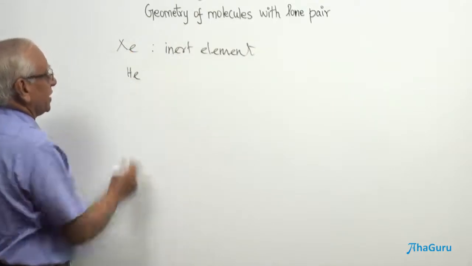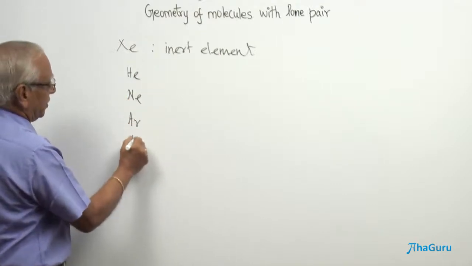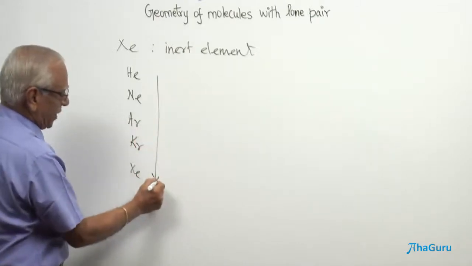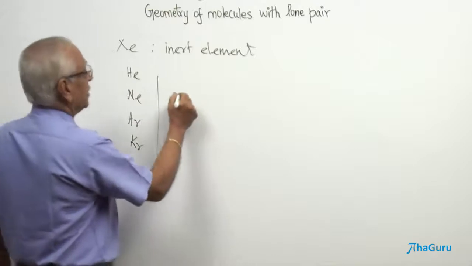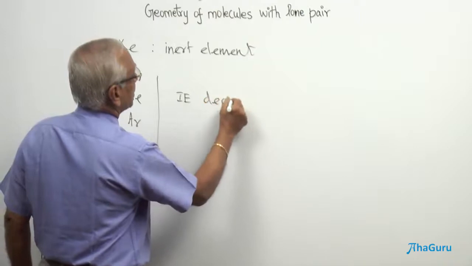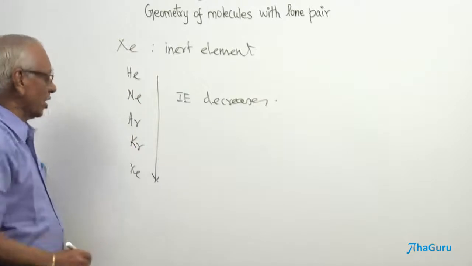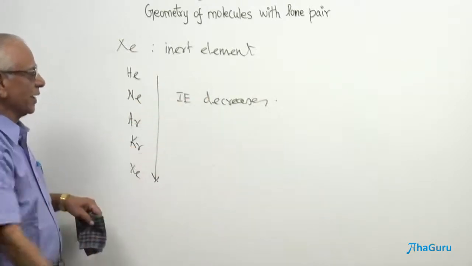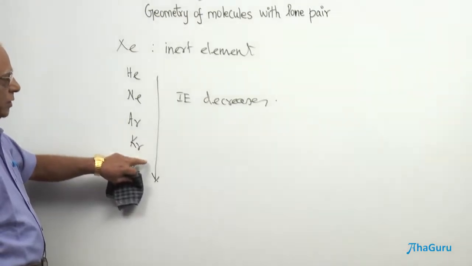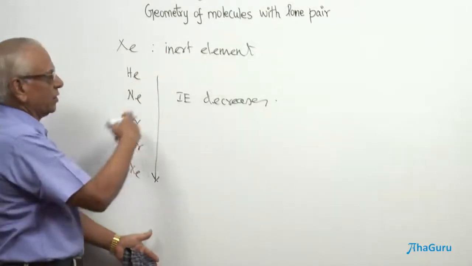When you look at the group, we have helium, neon, argon, krypton and xenon. When you go down a group of the periodic table, ionization enthalpy decreases. Now, what is this ionization enthalpy? Ability to remove an electron. Energy required to remove the outermost electron to form an ion. Because it is far away from the nucleus, the electron can be removed.